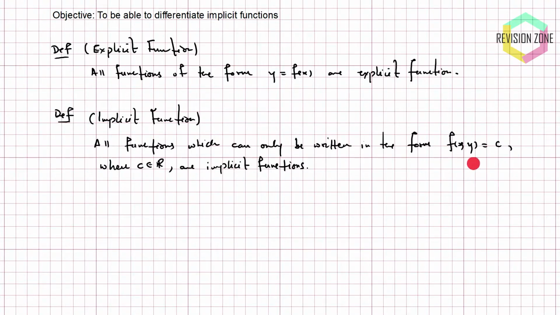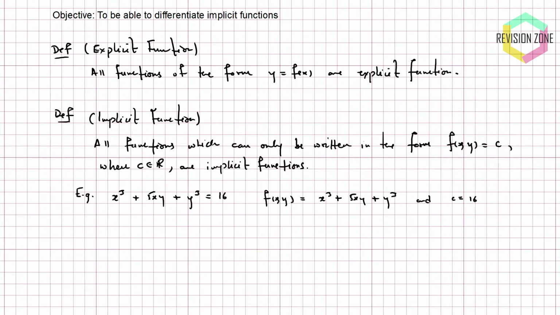What I mean by this is you've got some function, but it's not a function of one variable, x; in this case the function is a function of two variables. An example might be x cubed plus 5xy plus y cubed equals 16. Here, our f of xy is x cubed plus 5xy plus y cubed, and our c is 16.